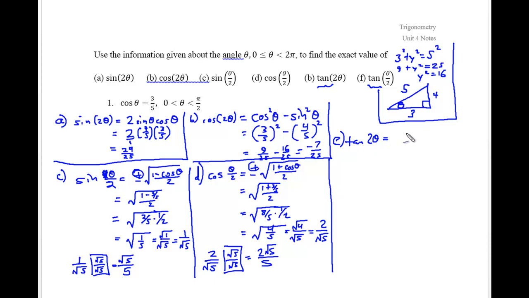2 tangent theta over 1 minus tangent of theta squared, or tangent squared theta. Well, if I plug in my values, I'm going to have 2 times, now tangent is opposite over adjacent, so this is 2 times 4/3 over 1 minus 4/3 quantity squared. So my numerator of the problem will be 2 times 4/3 or 8/3. And my denominator of the problem is going to be 1 minus 16/9.